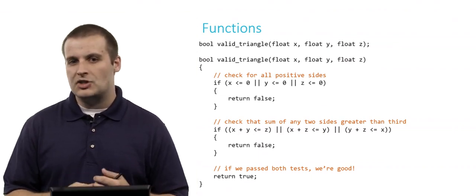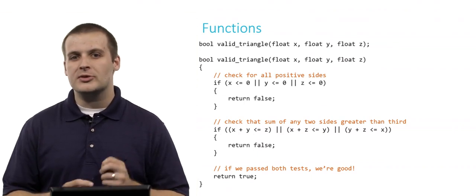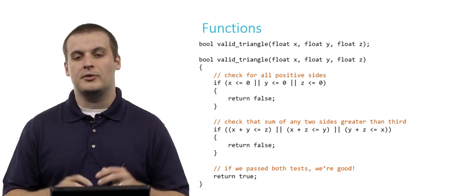Assuming we passed both of the checks, though, then we can return true, because those three sides are capable of creating a valid triangle. And that's it. You've now declared and defined, and you may be able to now use and call this function.